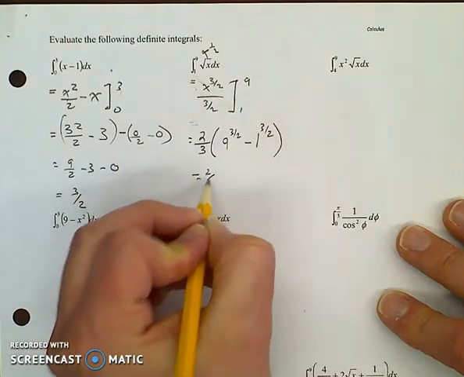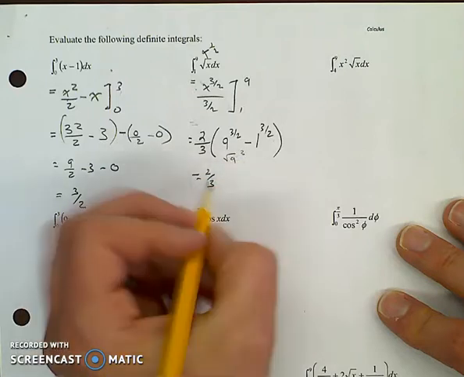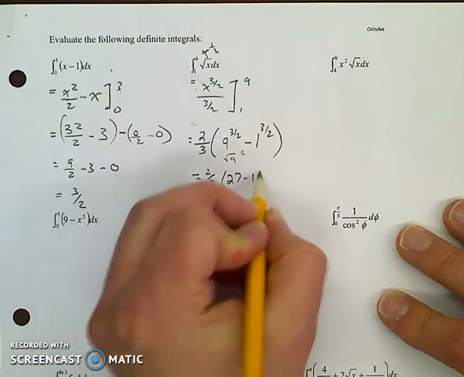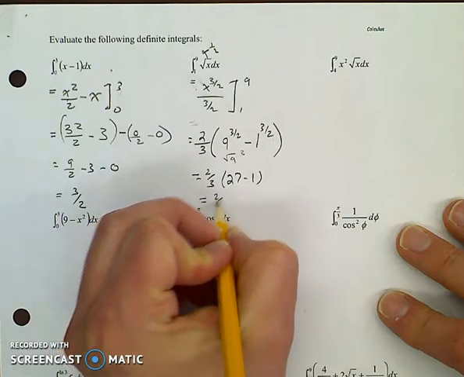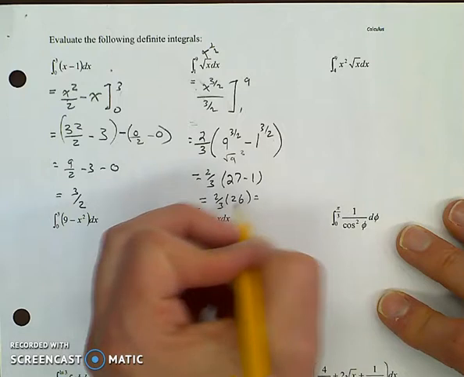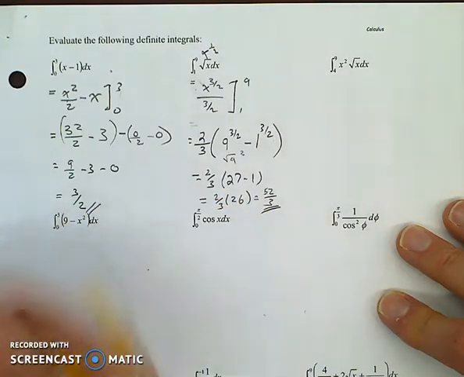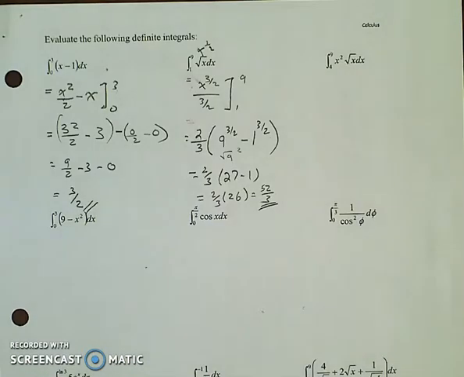9 to the 3 halves, let's talk about that. That's really saying the square root of 9 cubed. So we're going to say it's 27 minus 1. So it's really 2/3 times 26. And so that is 52 over 3. That should be the answer to that one.